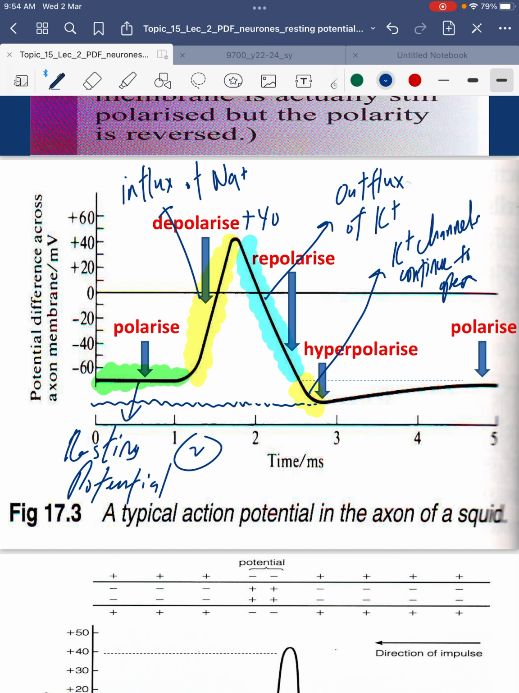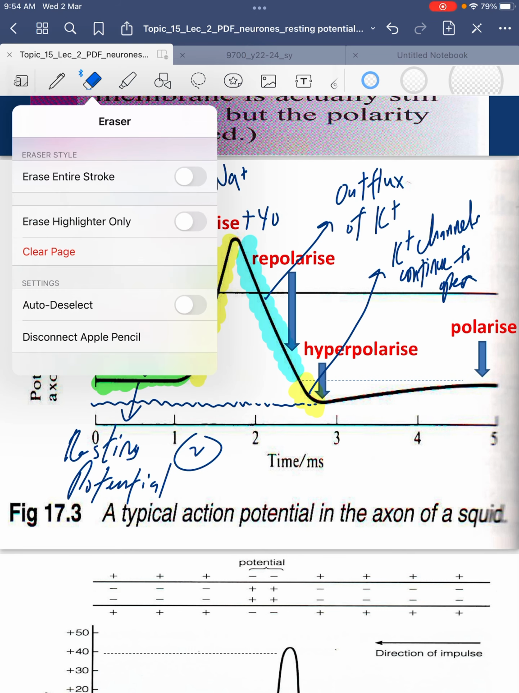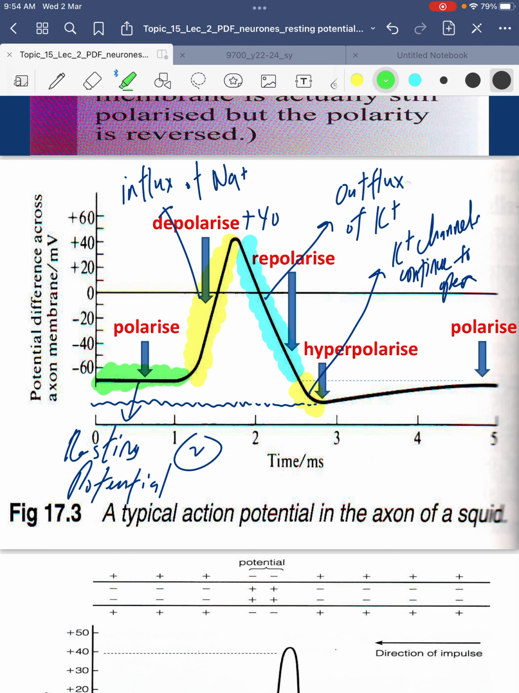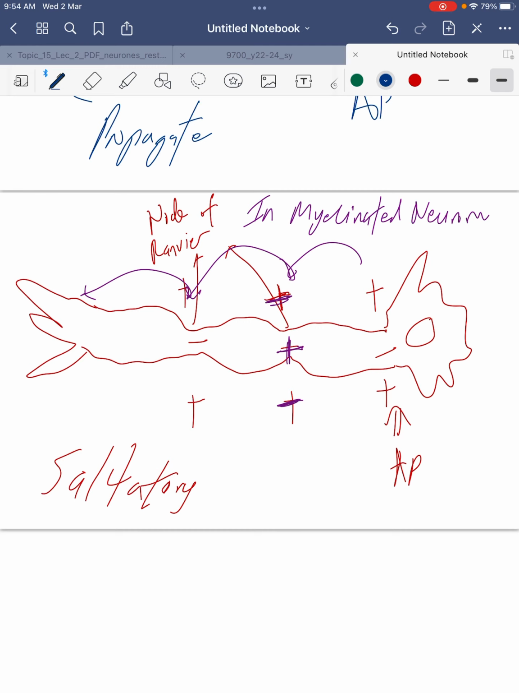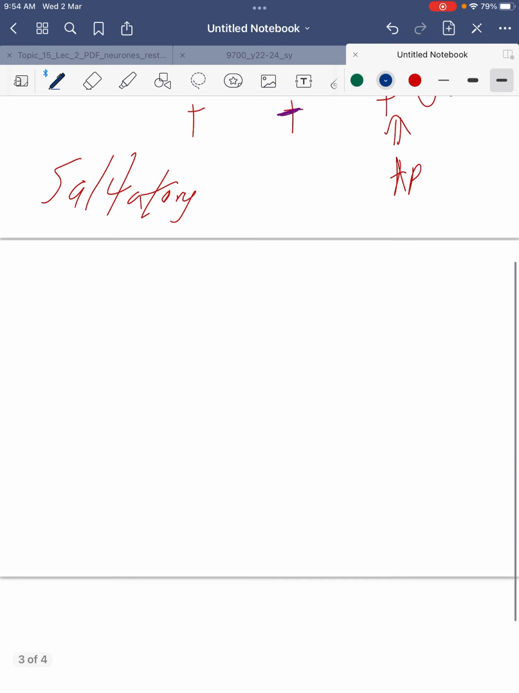So how does it go back to this minus 70 millivolts? How does it restore? This is due to the action of the sodium-potassium pump. If we go back to when we do this graph, you have to understand yesterday's topic, when we talked about the resting potential.